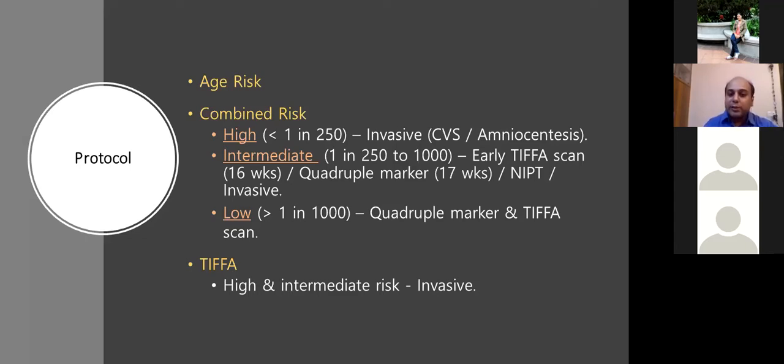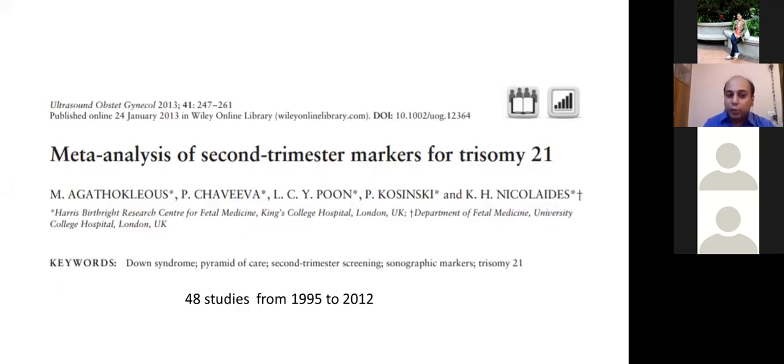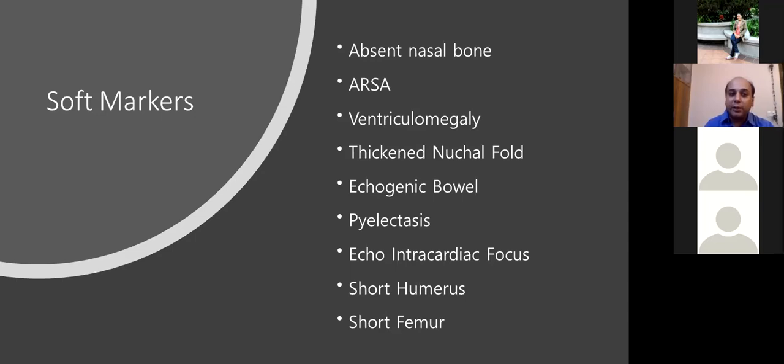So this is the basic protocol, and we will further see how our risk categorization goes along with it. Agathocleous and his team did a meta-analysis of second trimester markers for trisomy 21 and gave us likelihood ratios of each and every marker. They included 48 studies from 1995 to 2012, and these are the 9 soft markers.